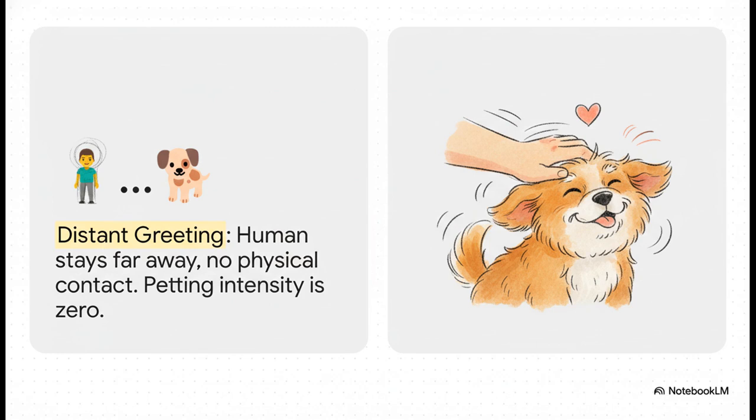So, for example, we can compare two totally opposite situations. In one corner, a distant greeting. The human stays way back, zero physical contact. And in the other corner, high-intensity petting. We're talking up close, vigorous scratching. I mean, how different could the results really be?